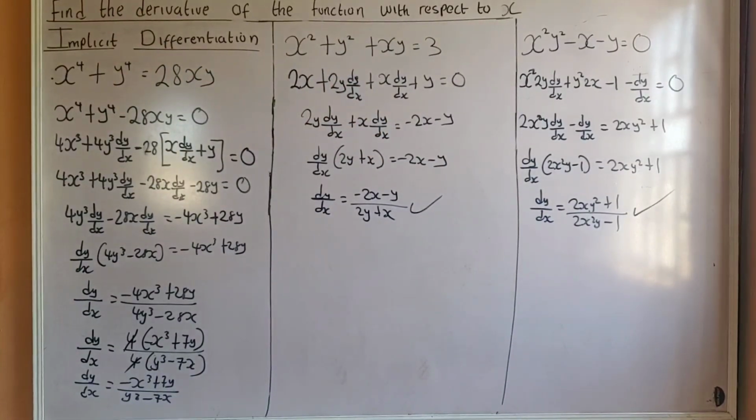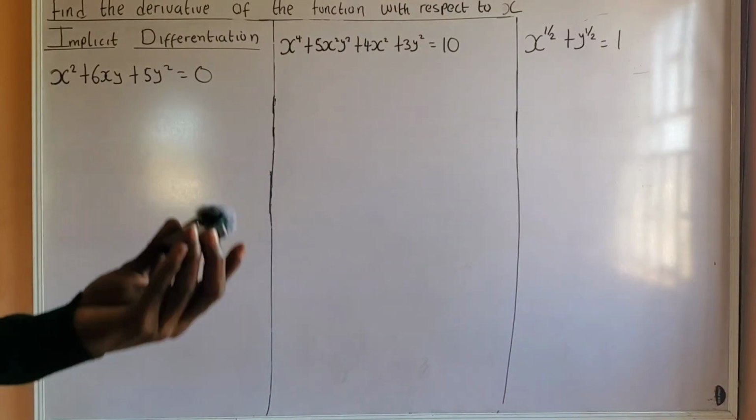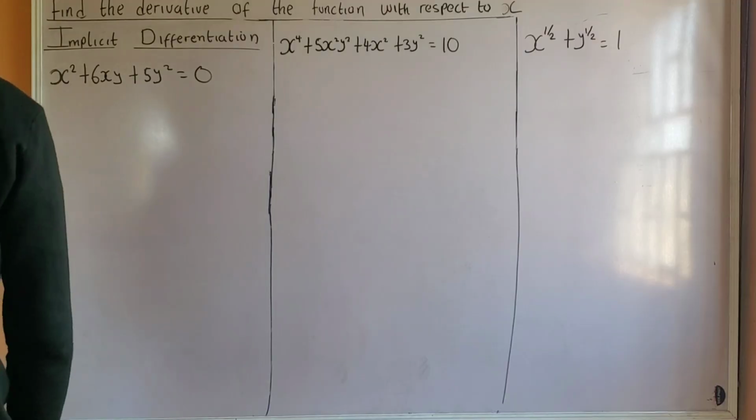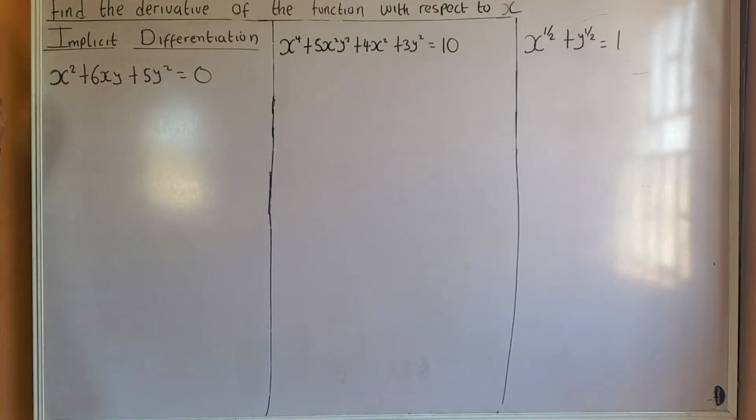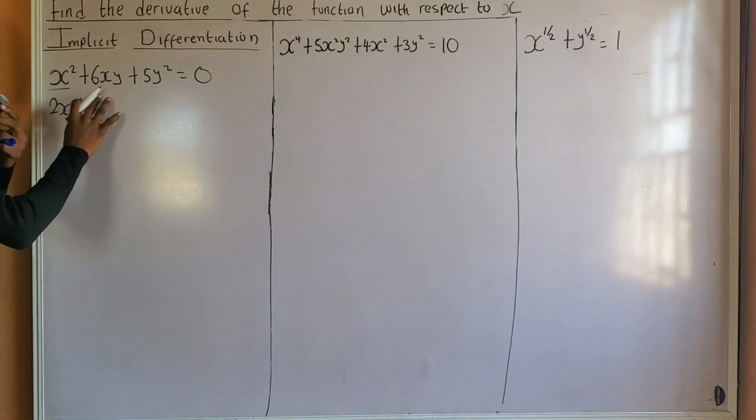Let's consider more questions on implicit differentiation. Let's consider the question that we have on the board. We are asked to differentiate this function implicitly. To differentiate this function with respect to x, that is, we are asked to find the derivative of y with respect to x. Let's start with this. Differentiate x squared. What are you going to have? You're going to have 2x, right? So I'm going to have 2x here plus, now we want to differentiate 6xy.